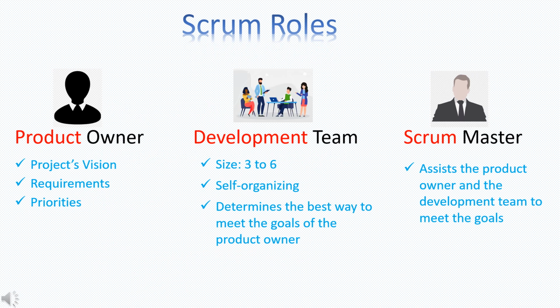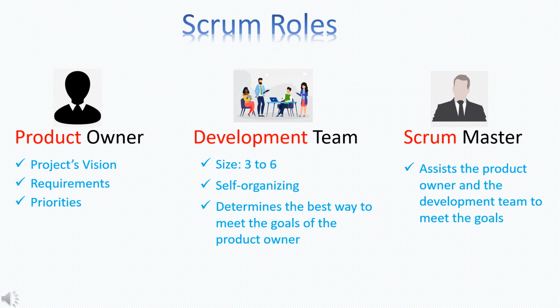We are going to begin by focusing on the three roles of Scrum. These three roles are comprised of the product owner, who is the customer voice, the Scrum Master, and the development team. The product owner is responsible for the product success by defining the project vision, requirements, and priorities. The development team comprises 6 plus or minus 3 people with a mix of roles and skills, is self-organizing, and determines how best to meet the goals of the product owner.